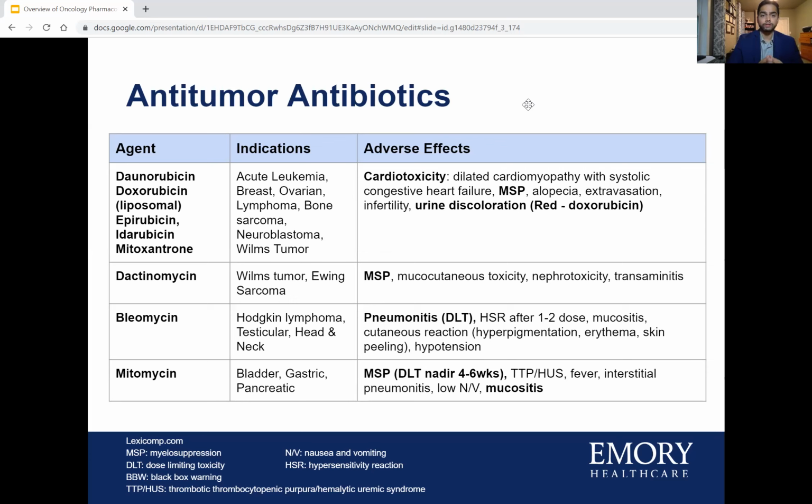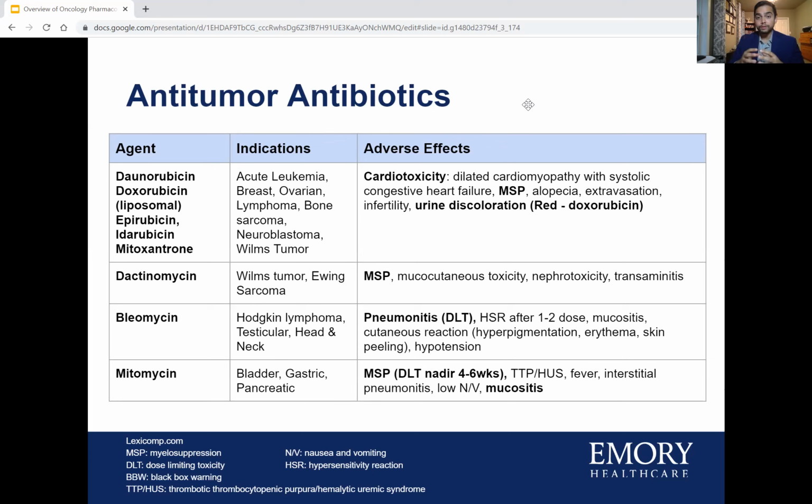And then in the middle, you see that there are a lot of indications, specifically for the first row of drugs, which is anthracyclines. And then on the right, you'll see our class adverse effects. So cardiotoxicity is notable for our anthracyclines. We will check a patient's heart. We'll do an echo. If the EF and everything is okay, then we will continue, and they will observe periodically.